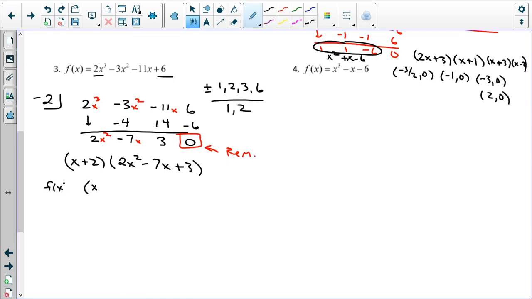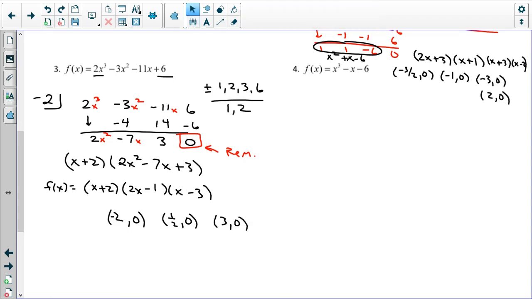So now that I have that, I can finish factoring this. So f of x equals x plus 2 times 2x minus 1 times x minus 3. So my roots, my x-intercepts are at negative 2, 0, 1/2, 0, and 3, 0.